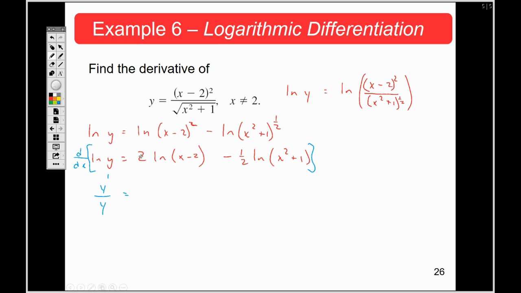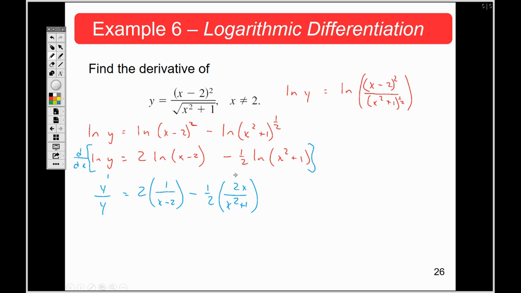The derivative here, the 2 just comes out. I'm going to save that. And then I'm taking the derivative. So the derivative of this is 1 over x minus 2, right? U prime over u, minus 1/2. And then it's the same thing. The derivative of this is 2x over x squared plus 1. We already did that derivative earlier, but there it is, okay? So I did the derivative.